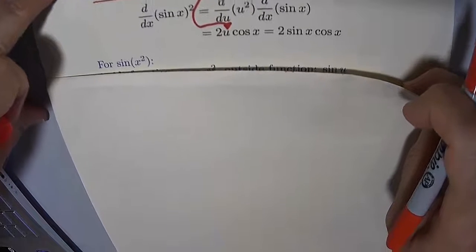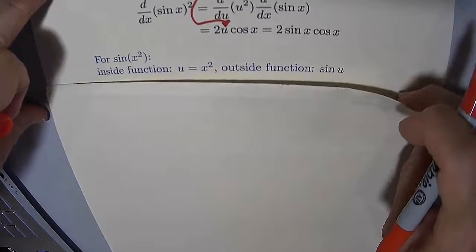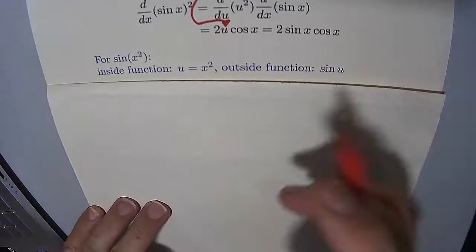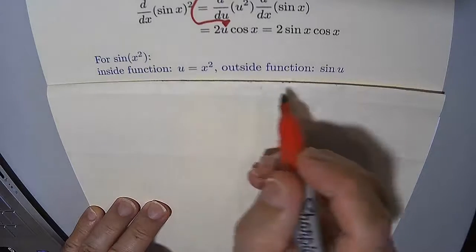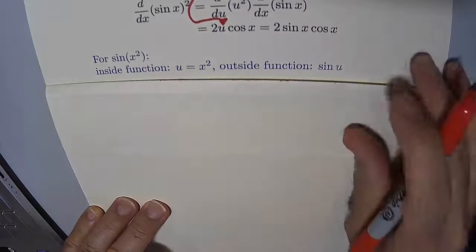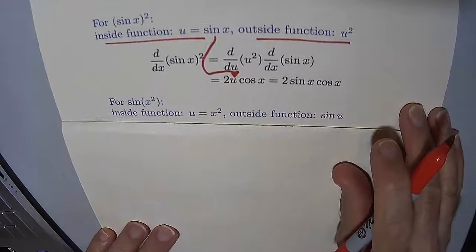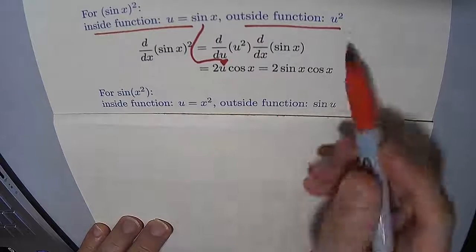What about sine of x squared? In this case, the inside function is x squared, and the outside function is sine of x. You'll notice that it's just the opposite of the previous problem.